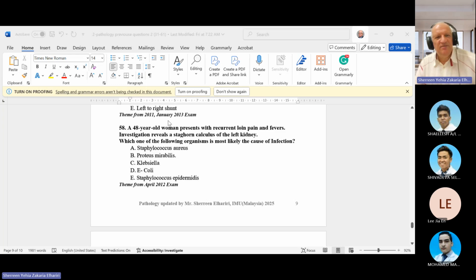Next question, very common. A 48-year-old woman presented with recurrent loin pain and fever. Investigation reveals a staghorn, meaning a big stone or stereotyped stone, in the left kidney. Which of the following organisms is the cause of the infection? Anyone have a suggestion what the organism is?